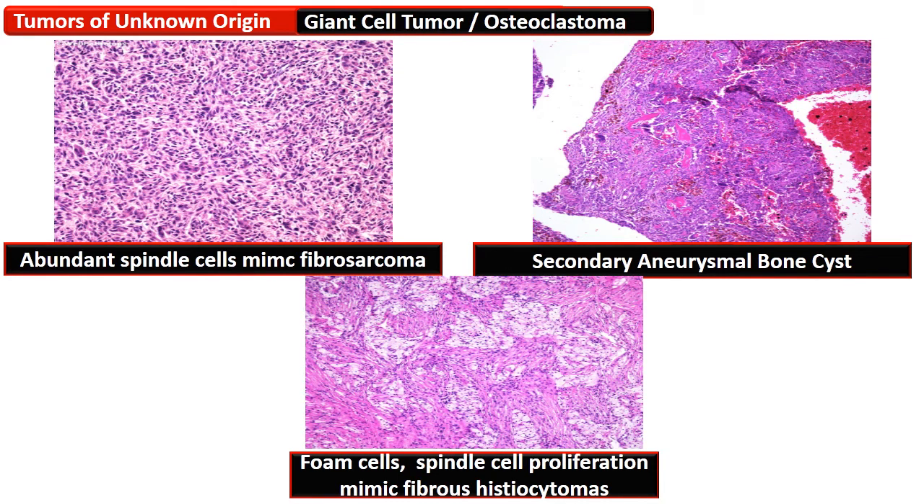Then the giant cell tumor shows aggregates of foam cells and spindle shaped cell proliferation. The typical areas of giant cell tumor may sometimes be inconspicuous. Such cases may be misdiagnosed as histiocytoma.